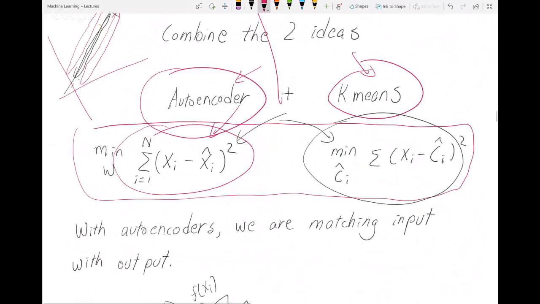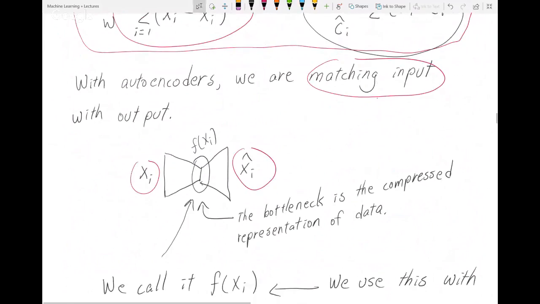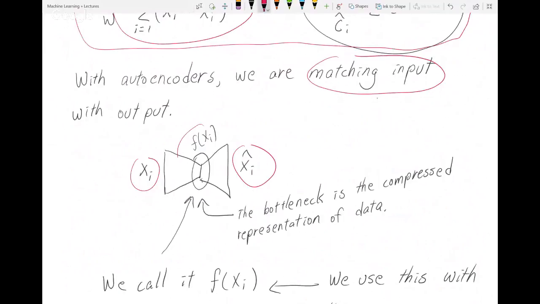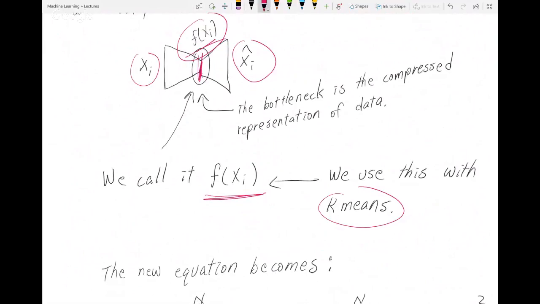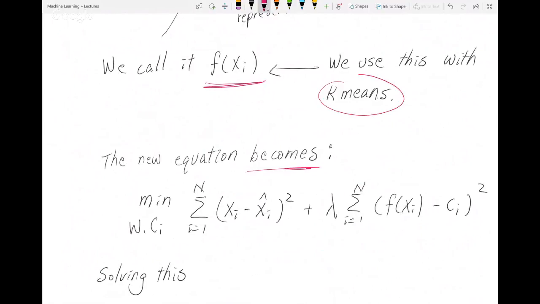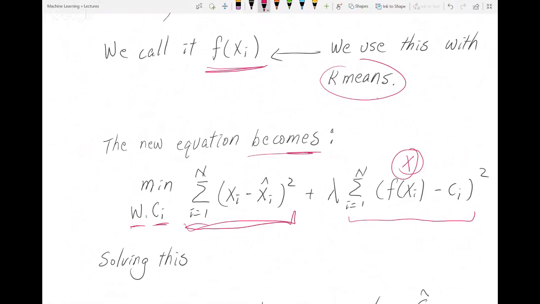Now with autoencoders, we're just matching the input and output, and we want to use the bottleneck part right here, which I'll call f of x_i. Now we use this part with k-means, and the new equation looks something like this. We want to find the centers and the weights, such that here's the autoencoder, and over here are the centers. Remember, here used to be x. Instead of x, we are using this function that's minimizing with the centers.